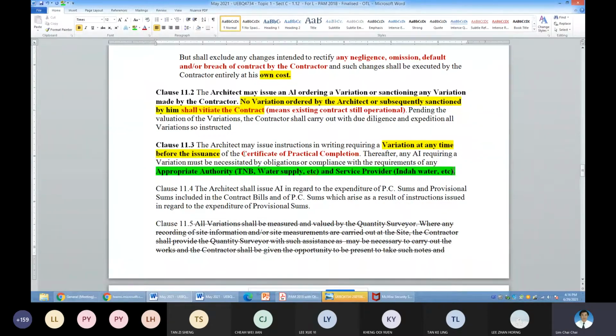And clause 11.4, I mentioned to you earlier, is on the PC sum and provisional sum. It covers how the amount allocated here can be spent and then added to the main contractor's contract sum. So there must be a PC sum and provisional sum for the architect to issue the AI.